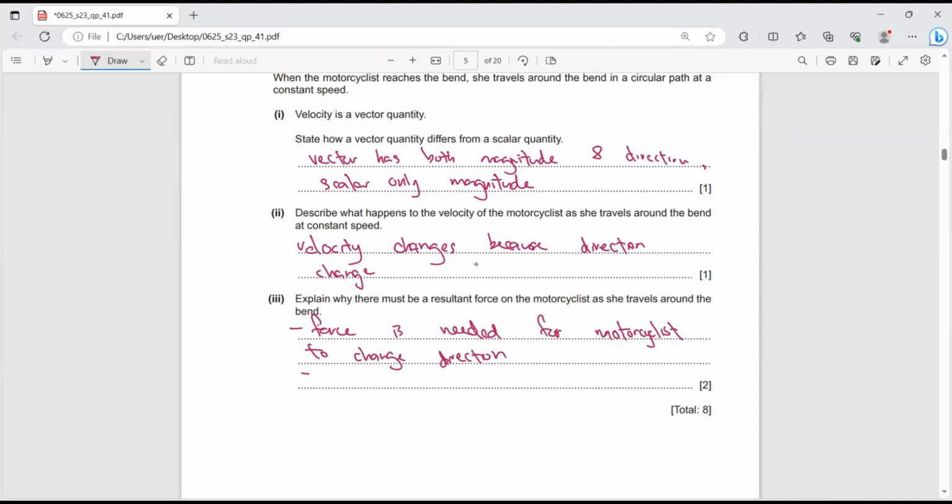Write one more point, two marks. It's needed for the motorcyclist to change direction as the motorcyclist accelerates. F equals ma. So you show F equals ma, the motorcyclist is accelerating, so there's a resultant force. Balanced force means constant speed. Not zero, she's accelerating, 7.2.